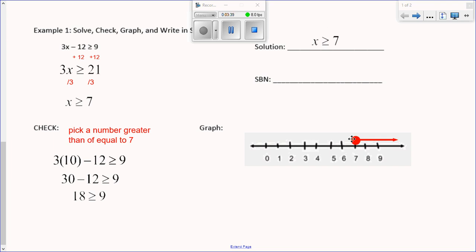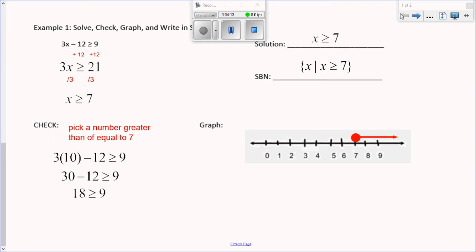To graph it, I'm going to put a closed circle on 7 because of the equal to part. Equal to means we're going to have a closed circle. Open circles if it was just greater than, okay? But I'm going to put a closed circle on 7 because it says we're talking about 7. And then I'm going to have an arrow coming out of that circle pointing to everything that's greater than 7. So off to the right. Alright, set builder notation, I'm just going to put a line, an x, and some braces in front. And that's my answer. Okay? Alright, next page.